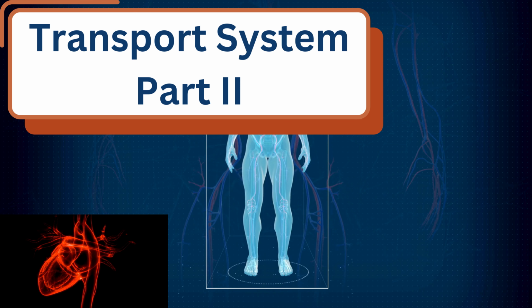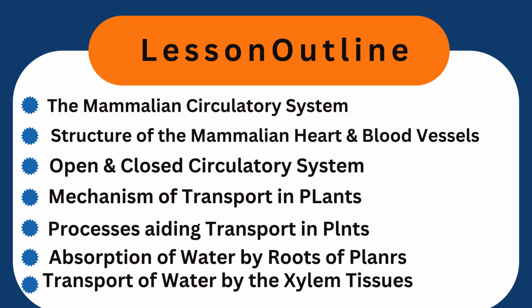First of all, let's look at the lesson outline of this lesson. In this lesson, we will be looking at the mammalian circulatory system, the structure of the mammalian heart and blood vessels, open and closed circulatory system. We'll also look at mechanism of transport in plants, the processes aiding transport in plants, absorption of water by the roots of plants, and lastly, we will look at the transport of water by the xylem tissues. So come along with me.